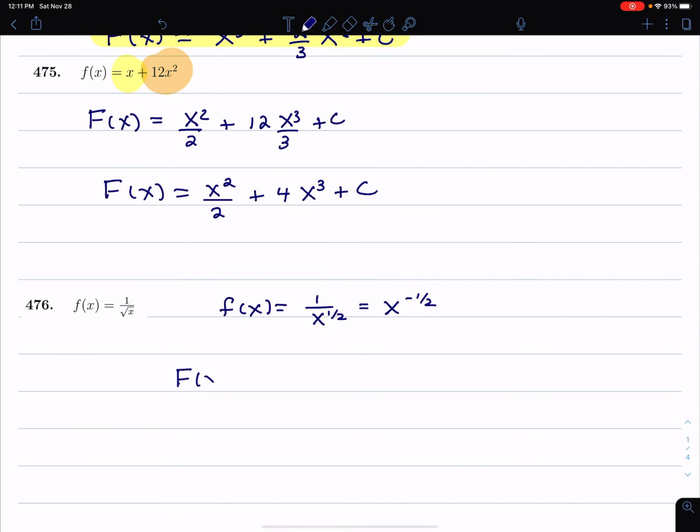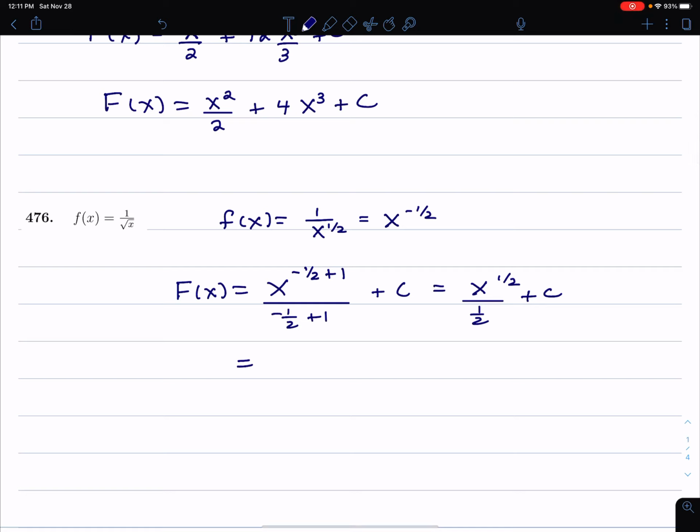So then capital F of x is x to what? Well, you take negative 1/2 and add 1, and you get positive 1/2. Well, I did that in my head, so let me do it a little more slowly. Negative 1/2 plus 1, divided by negative 1/2 plus 1, plus c. So this is equal to x to the 1/2 divided by 1/2 plus c. So this is equal to 2x to the 1/2 plus c. And I think it's okay, if you want to, to put that back as a radical.